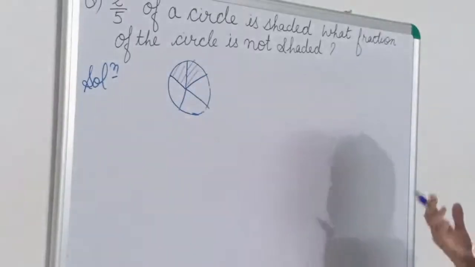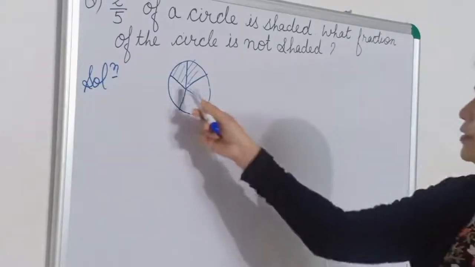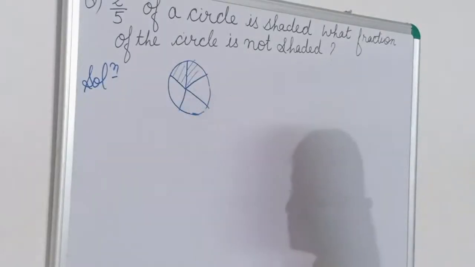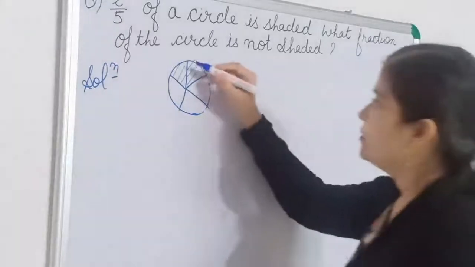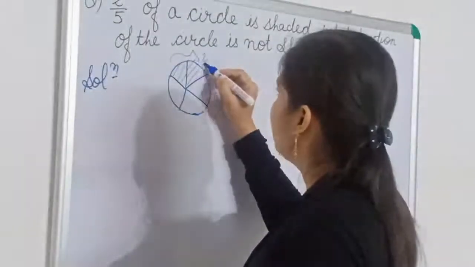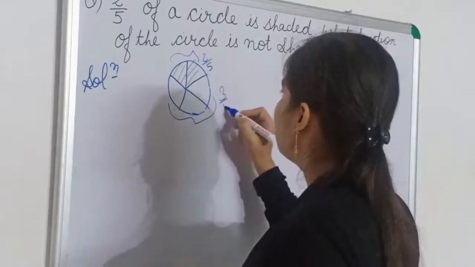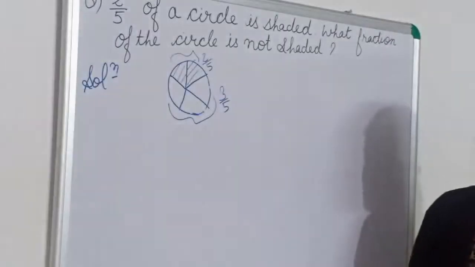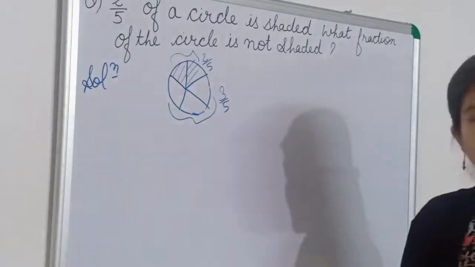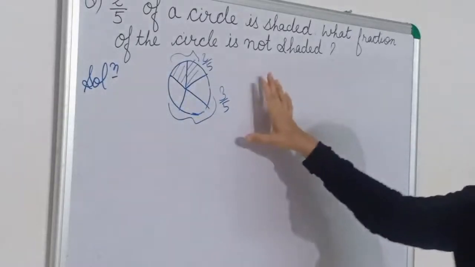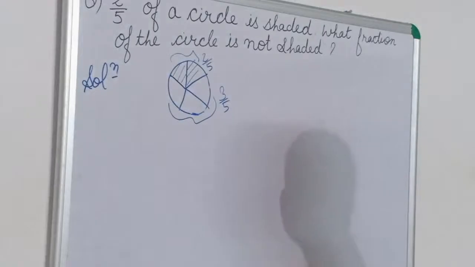How much is not shaded? By the picture you can say 1, 2, 3. 3 by 5 part is not shaded. If it is given that 2 by 5 is shaded, then how much is not shaded? 3 by 5 is not shaded. Simple. So for this, what will we do? To solve the word problem, we will write the statement. This we have done with the help of the model. Now we will do it here.